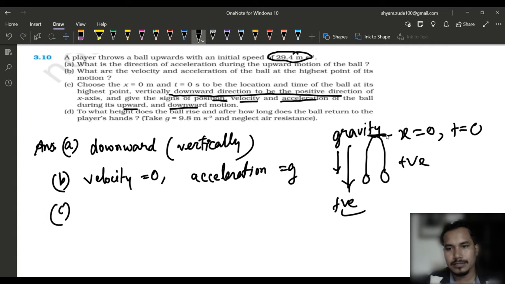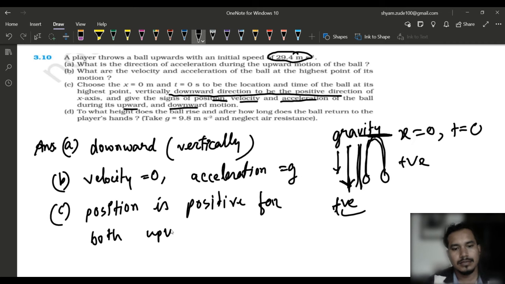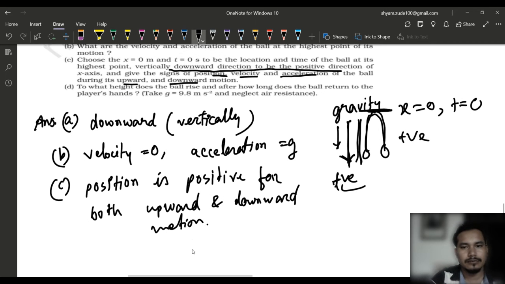During upward or downward motion, position is always positive because this top position is 0 and this direction is taken to be positive. So these are all positive, whether this or this. So position is positive always in this case, for both upward and downward motion.